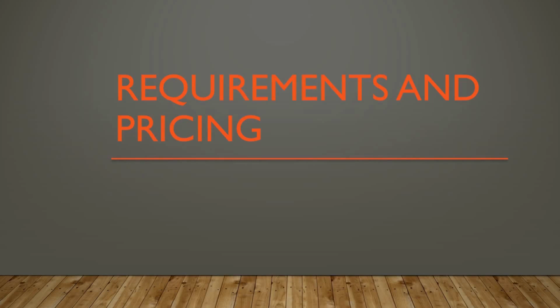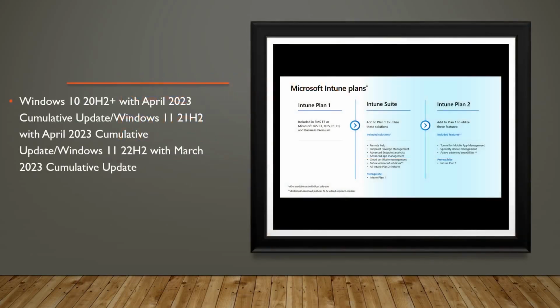Okay. Alright, so now before we understand how EPM works and what are the things that we have to do, let's get the understanding of the requirements and the pricing. So if you are running Windows 10 or Windows 11, then depending upon which version you are running, if you're running 20H2 or later, or if you're running 21H2, then you have to install a KB.